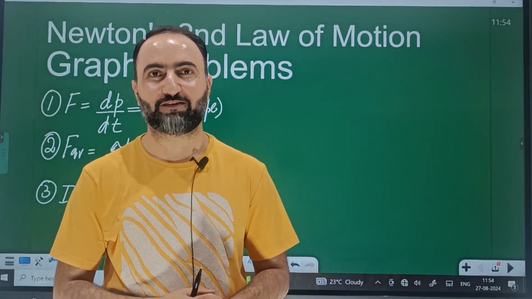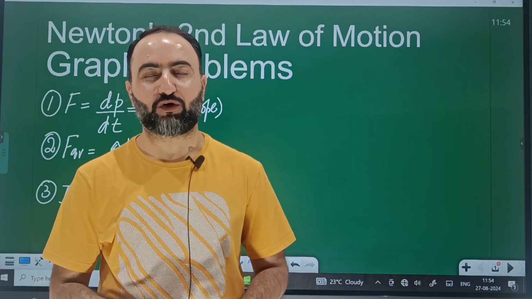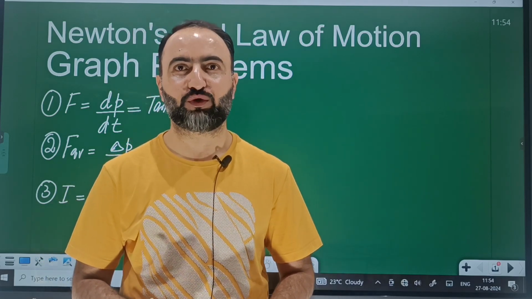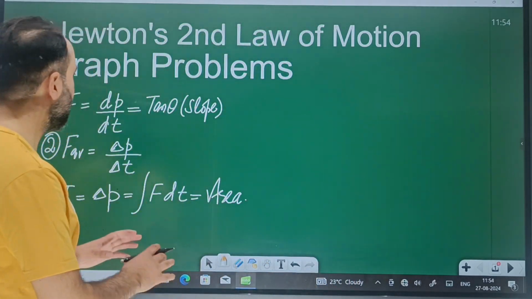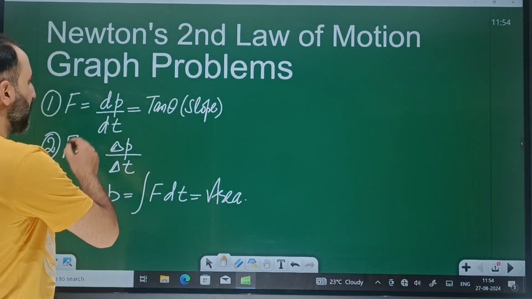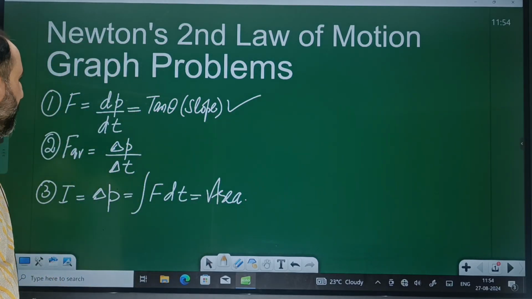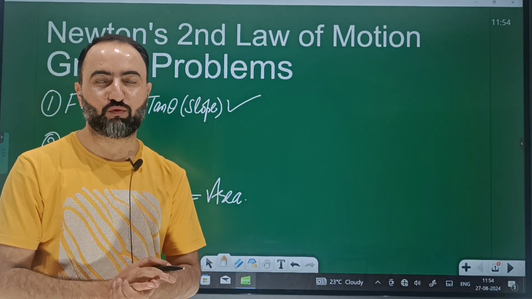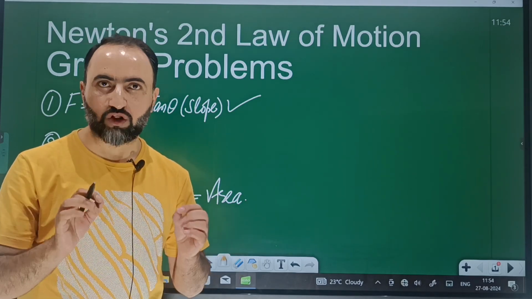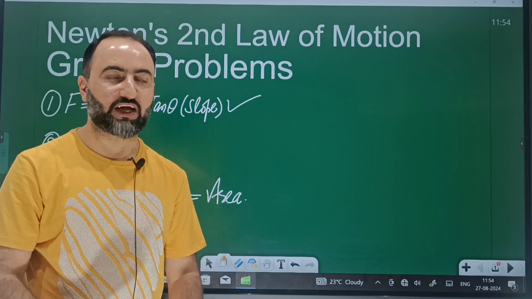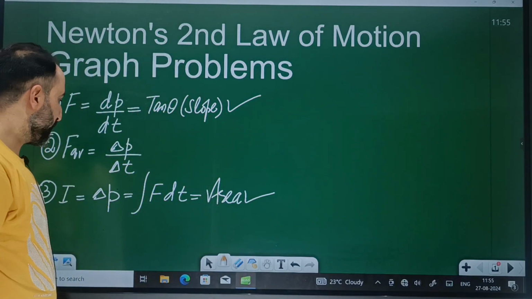So my dear students, we are done with the first law of motion, we are done with the second law of motion, and we are doing examples on Newton's second law of motion. Yesterday the questions we did were based on graphs. We did some questions on the slope. Today we are going to do questions on the area of the graphs, on this very equation.